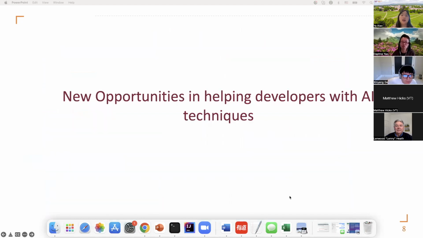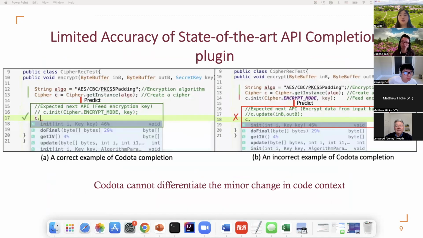And next, I'll briefly talk about the new opportunities brought by artificial intelligence and the current trend of programming language modeling. There are many code completion plugins claiming to be driven by AI techniques. However, our test shows that their capability of recommending the correct cryptographic APIs is highly limited. For example, a state-of-the-art code completion tool, CodeDota, fails to differentiate two code snippets with minor differences, and they require different predictions. However, CodeDota always recommends the same suggestion for them.